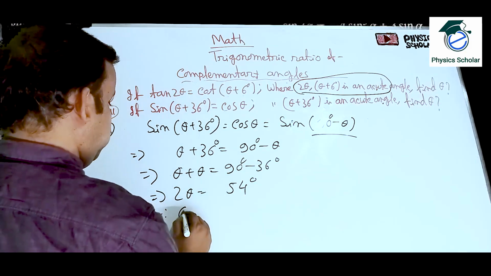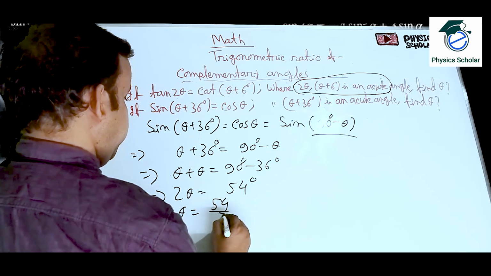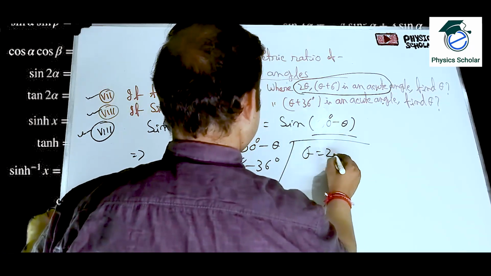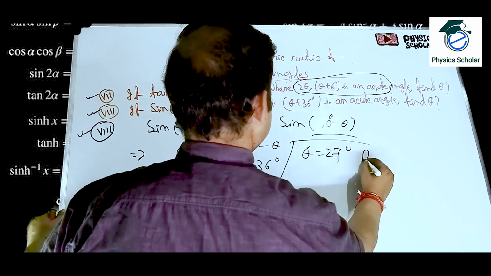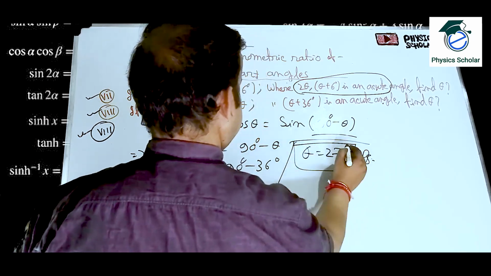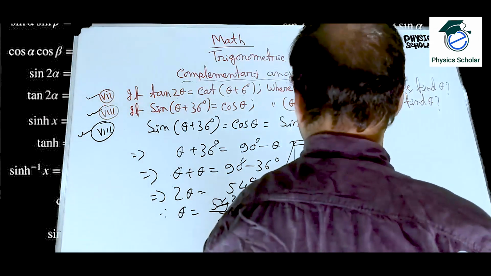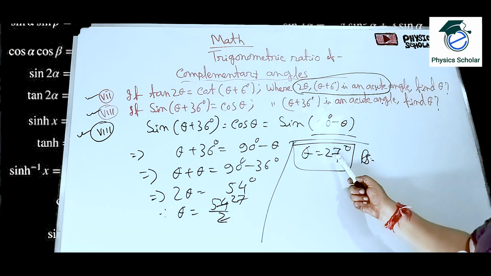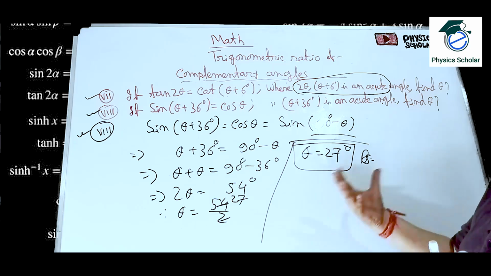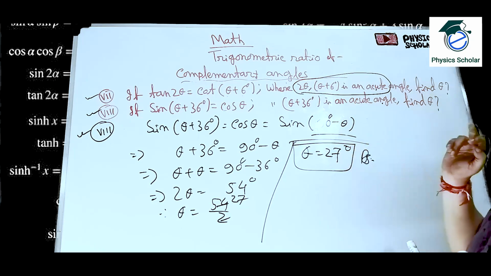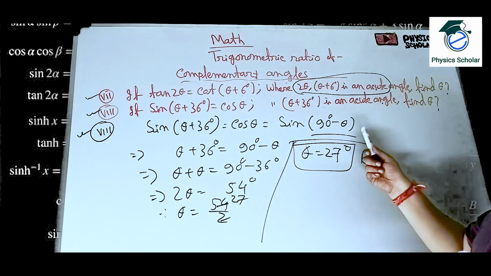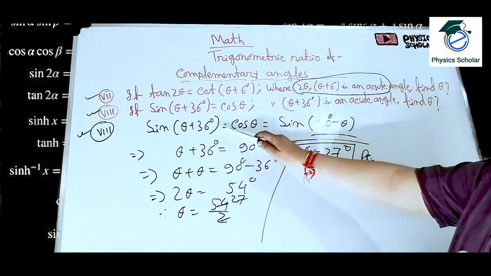Okay, therefore, theta is equal to 54 by 2. That means theta is equal to 27 degree. So, students, this will be your answer. Theta is equal to 27 degree. Clear? So, now see, theta plus 36, 27 plus 36 will be 63 degree. That means less than 90 degree. That means this is an acute angle. Clear?